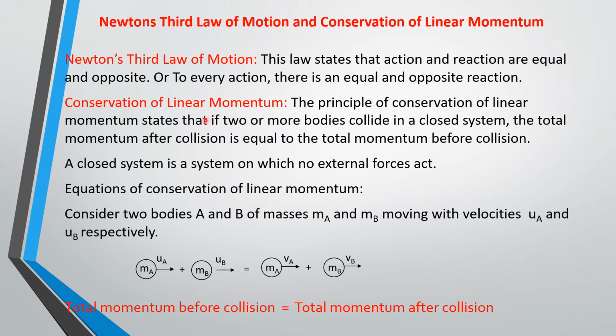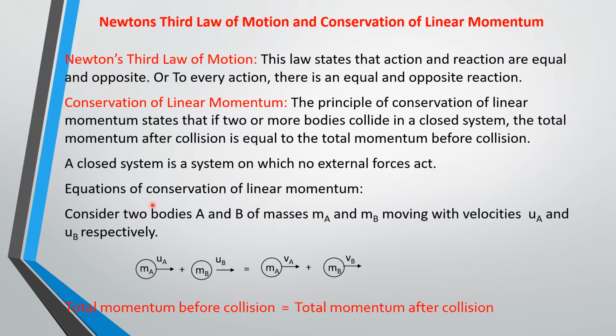And this principle states that if two or more bodies collide in a closed system, the total momentum after collision is equal to the total momentum before collision. Or you can say the total momentum before collision is equal to the total momentum after collision. Now, when you say a system is closed, it means that in that system, there's no external force acting. So a closed system is a system on which there's no external force acting. Is that okay? No external forces are acting on the system. So we say the system is closed, right?